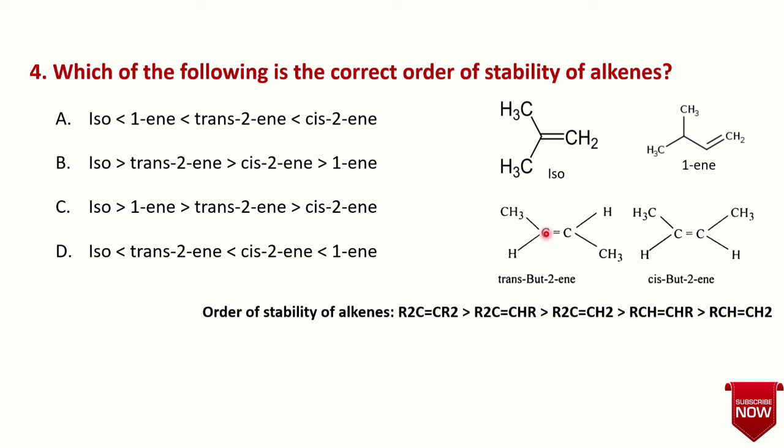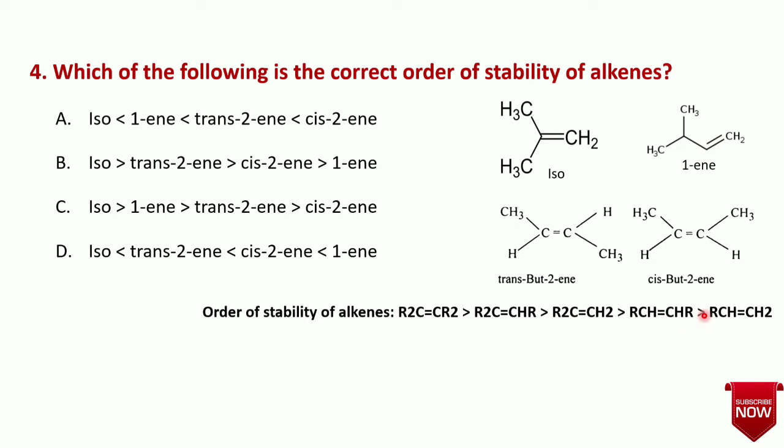You can observe that one carbon has one substitution and the other carbon has another substitution. So trans and cis come under this category. And 1-ene comes under this one: R, CH, so here R is one substitution, one hydrogen, double bond, CH2.